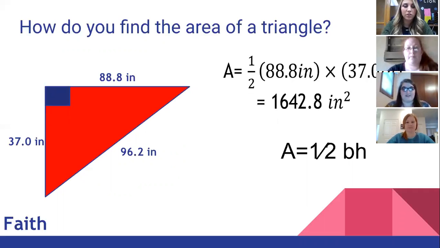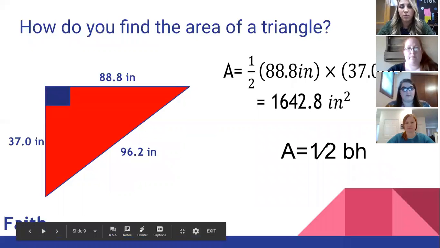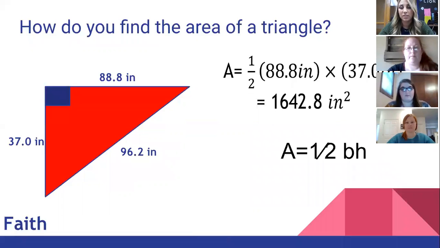We let the base of the triangle with this given triangle be 88.8 inches and the altitude to be 37.0 inches. Because the base and the altitude are in inches, we will use the area with square inches. To do this, we will use the formula given. A equals 1/2 times 88.8 inches times 37.0 inches to give us the area of 1,642.8 inches squared.